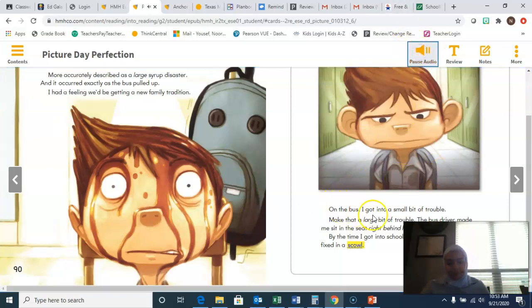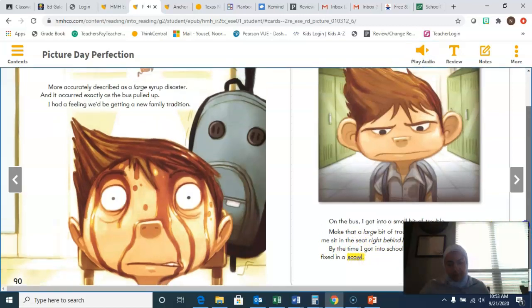On the bus, I got into a small bit of trouble. Make that a large bit of trouble. The bus driver made me sit in the seat right behind him for the rest of the ride. By the time I got into school, my picture day face was fixed in a scowl.